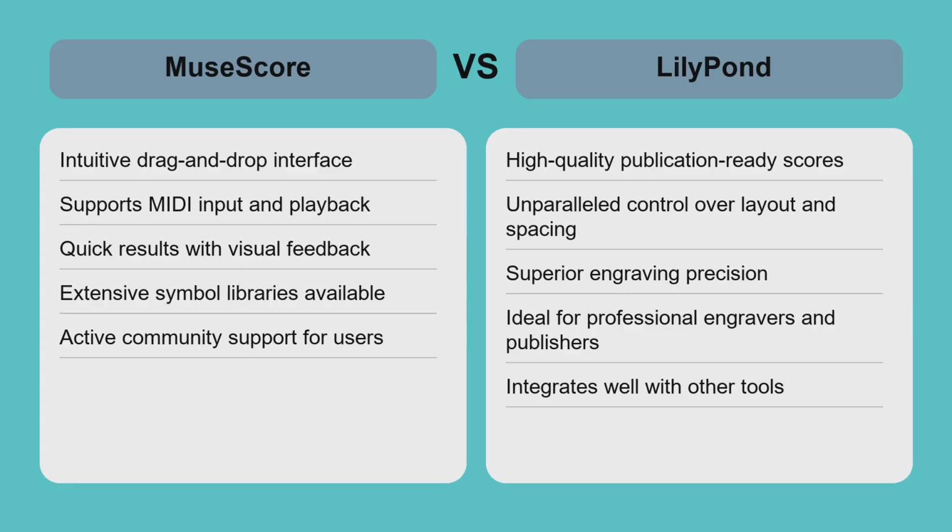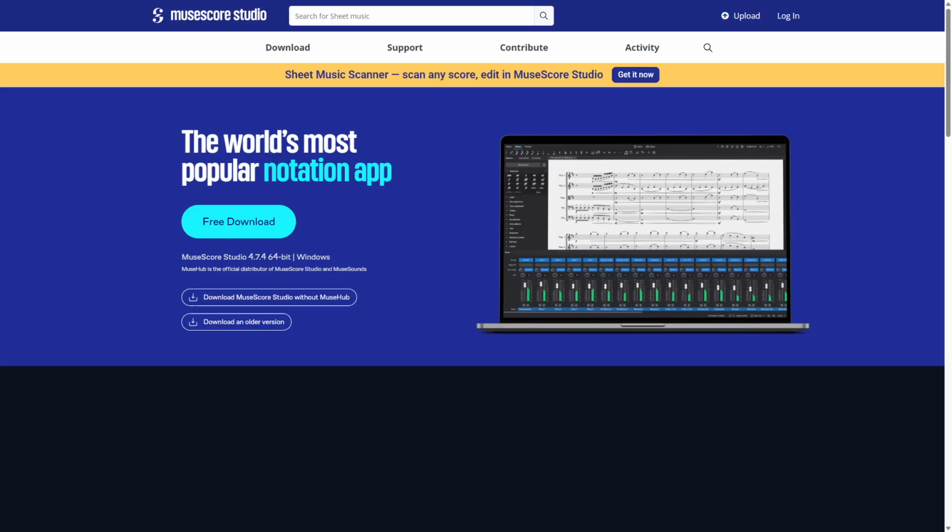In contrast, LilyPond demands more time upfront due to its coding style, but rewards with superior engraving quality and fine-tuned control. For example, a composer preparing a professional score for publication may prefer LilyPond's precision, while a band member transcribing parts might choose MuseScore for convenience. Trade-offs include MuseScore's limited engraving finesse versus LilyPond's slower, code-heavy process. Both are free and open source, but their philosophies cater to distinct user profiles and priorities.